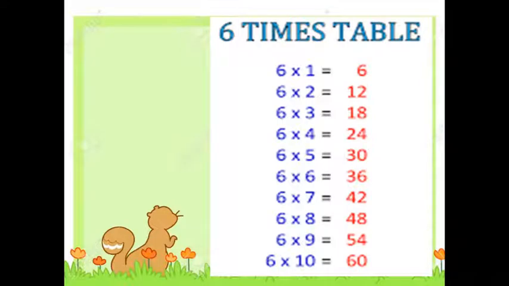So always remember the 6 times table, or the multiplication table of 6. 6 times 1, 6. 6 times 2, 12. 6 times 3 equals 18. 6 times 4 is equal to 24. 6 times 5 equals 30. 6 times 6 is equal to 36. 6 times 7 equals 42. 6 times 8 equals 48. 6 times 9 equals 54. 6 times 10 is equal to 60.